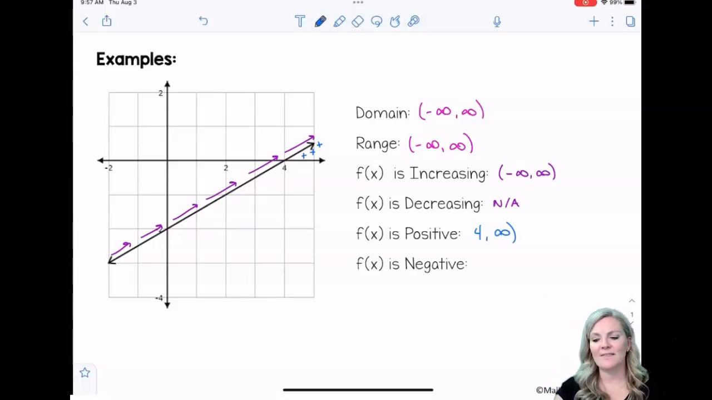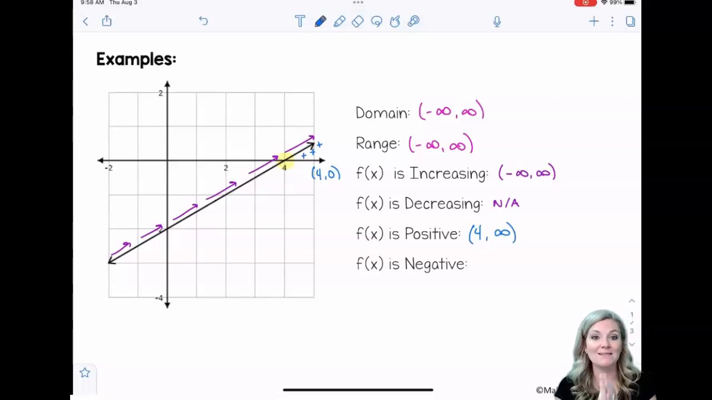But let's talk about that 4. That 4, what is that ordered pair at 4? That ordered pair at 4 is (4, 0). Is 0 positive or is 0 negative? It's not either. So 4 is going to get a parenthesis, meaning it is not included in the interval of positiveness, right? It's not positive. It's not negative either. We'll get to that in just a second. But it's not positive. So it's not included.